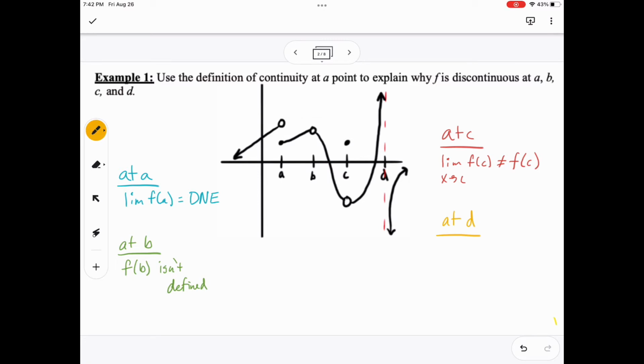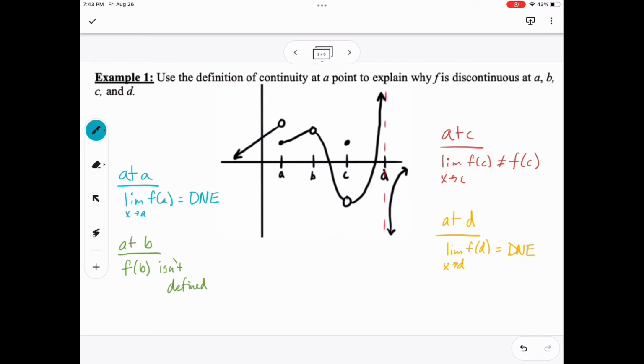And then the last one at D, the limit doesn't exist there because from one side you're approaching infinity, and from the right side you're approaching negative infinity. So that's just some idea of what discontinuity looks like.